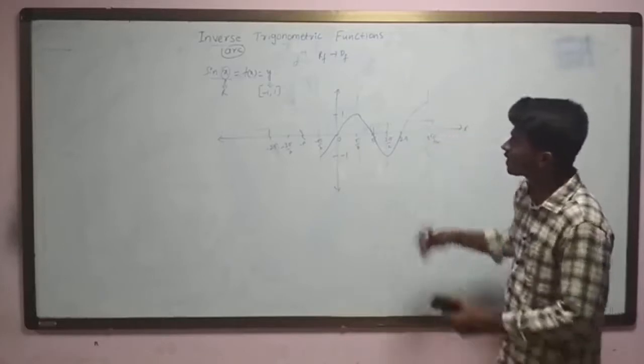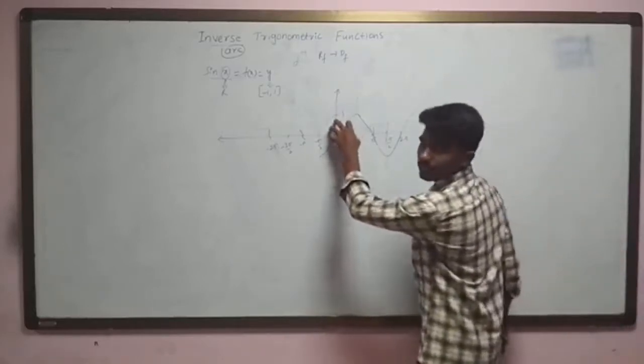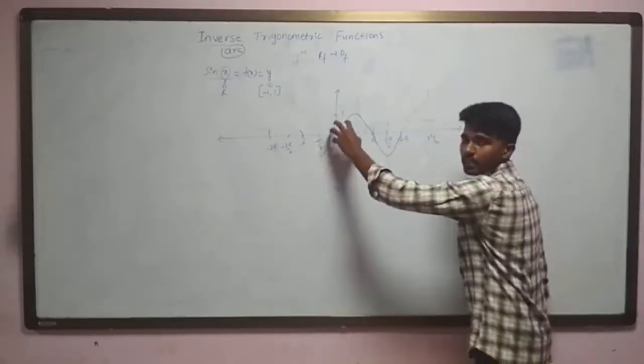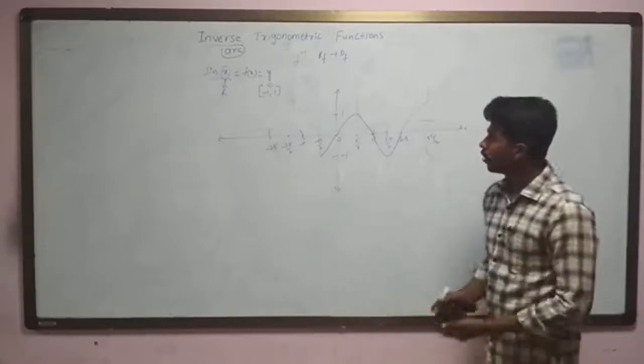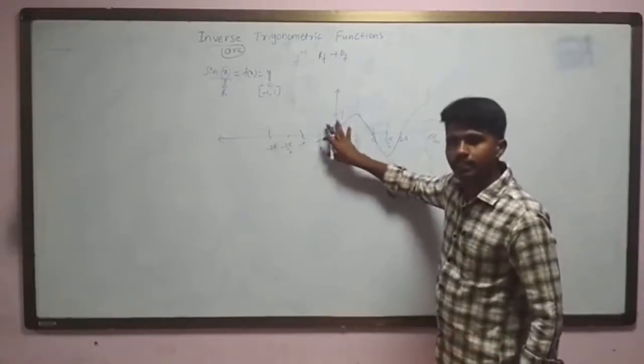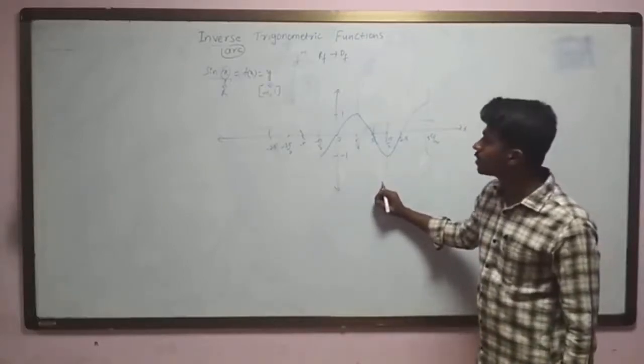So all these branches we can consider. Of all these branches, we will take this particular branch as the principal value branch. Now its inverse exists in between this. If its inverse exists, what about its domain and range?